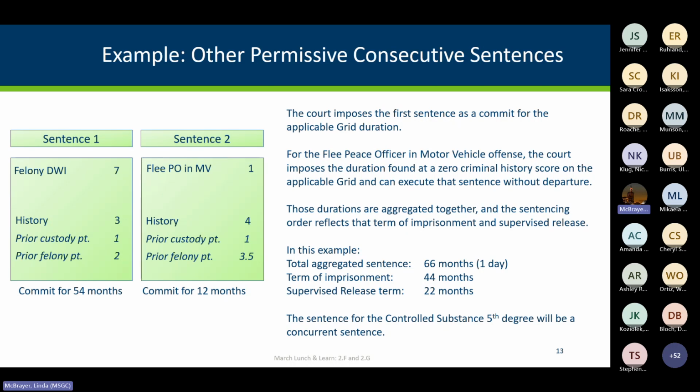The sentence for that 5th degree controlled substance can still receive an imposed sentence, but it will end up getting sentenced concurrently. Because if the court were to try to sentence that consecutive, along with these others, it would be a departure. So that 5th degree just becomes sentence number 3, a stay for 19 months. Okay. That's consecutive sentencing.